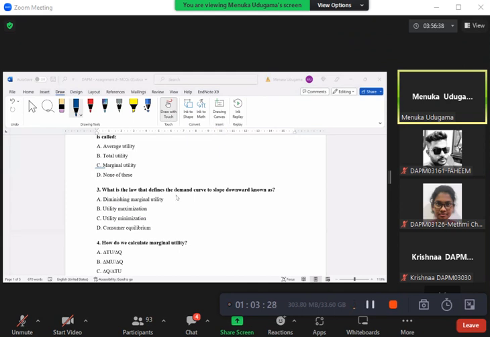What's the law that defines the demand curve to slope downward? So we went through this morning also. It's the law that defines why the demand curve slopes down. Because of diminishing marginal returns, isn't it? As we consume more and more, the marginal utility that you get reduces gradually. That's called the law of diminishing marginal returns.